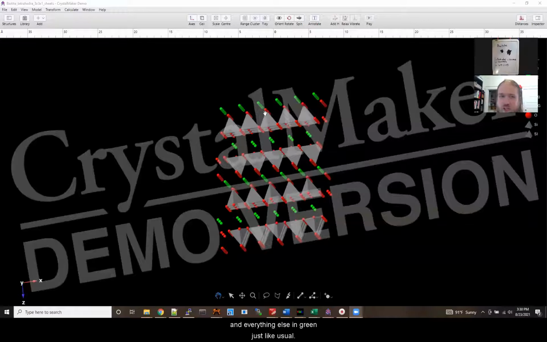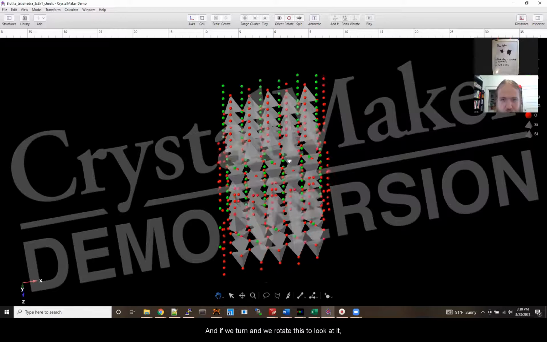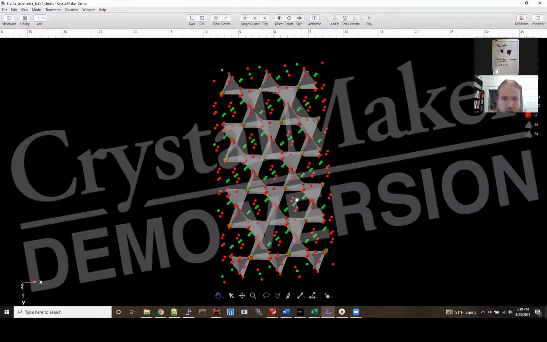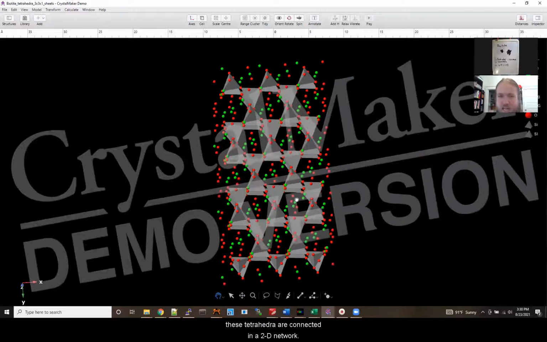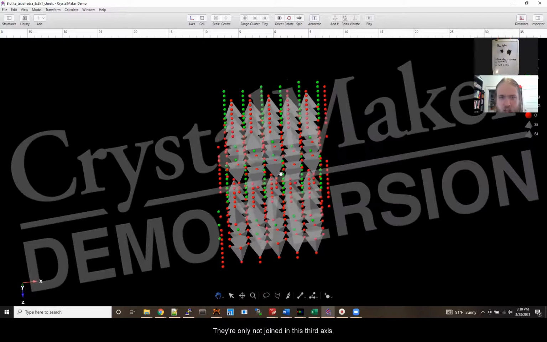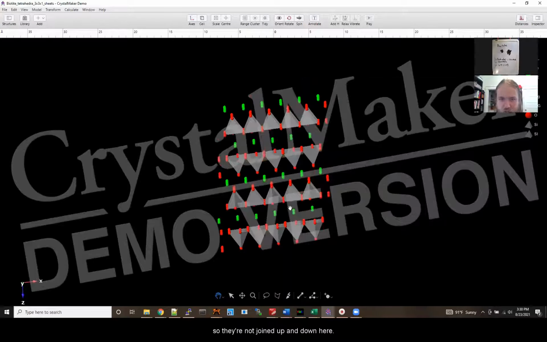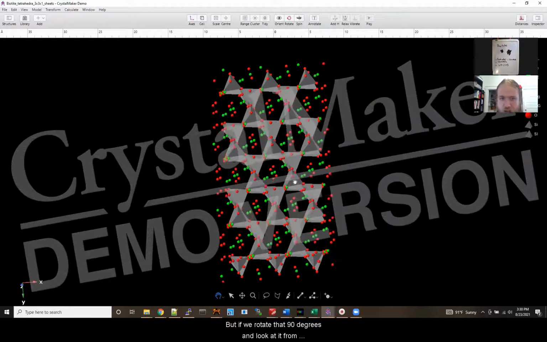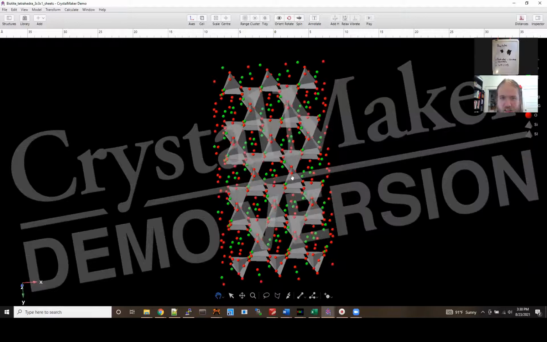Here's the crystal structure of the mineral biotite. Silicon in gray, oxygen in red, and everything else in green, just like usual. And if we turn and rotate this to look at it, we can see that these tetrahedra are connected in a 2D network, a sort of sheet-shaped network. They're only not joined in this third axis, so they're not joined up and down here. If we rotate that 90 degrees and look at it from the top, we can see that the tetrahedra are joined left to right and up to down.